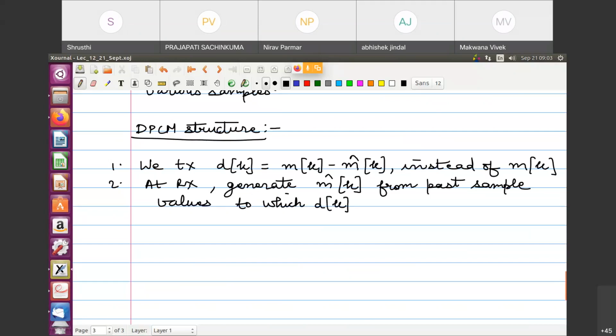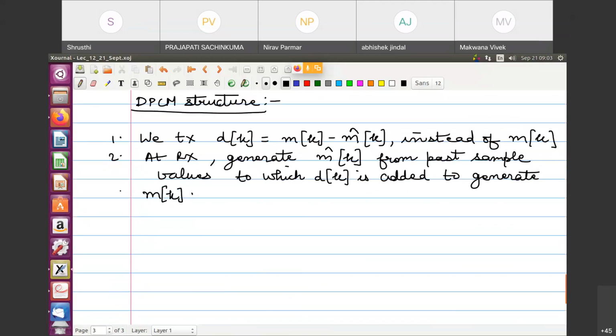To which d of k is added to generate m of k. This you can see from this. That is, generate m cap k. If you generate m cap k from past samples, you can just simply add it to d of k to get m of k. Okay, this is simple logic.